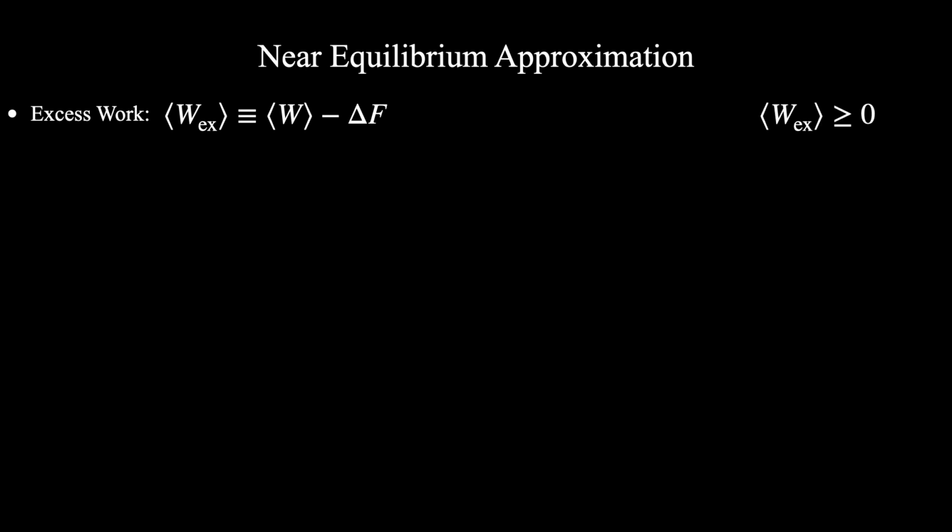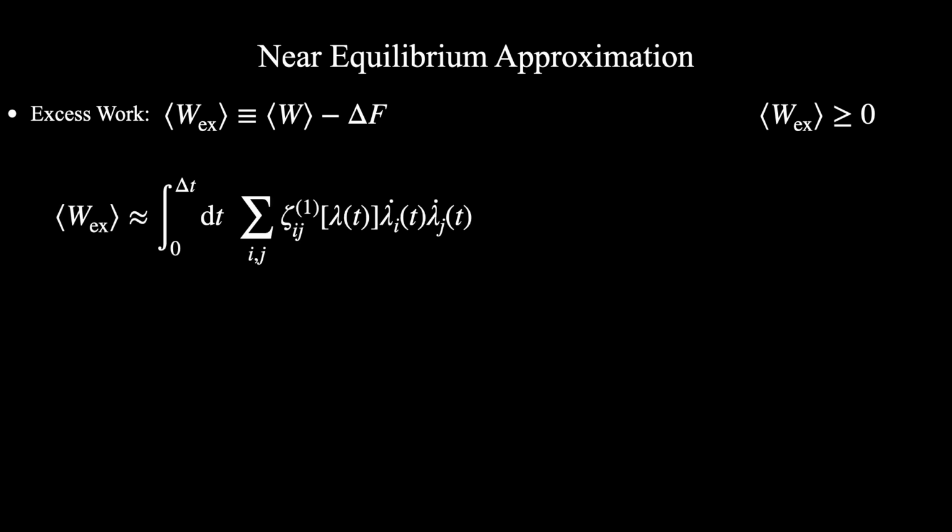So these results are based on a near equilibrium approximation for the excess work. The excess work is the average work that you do minus the free energy difference. Recall from the second law of thermodynamics that the excess work is always greater than or equal to 0. The excess work quantifies how much energy you waste in this process, and is a very important quantity in terms of determining the optimal protocols for getting the best free energy estimates.